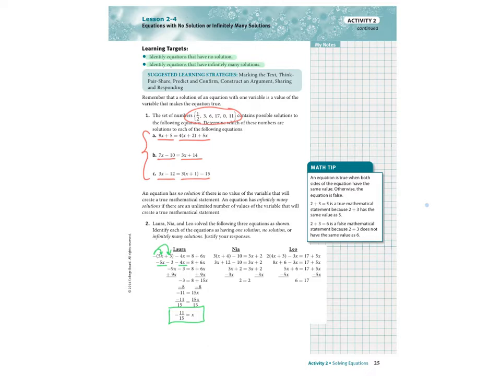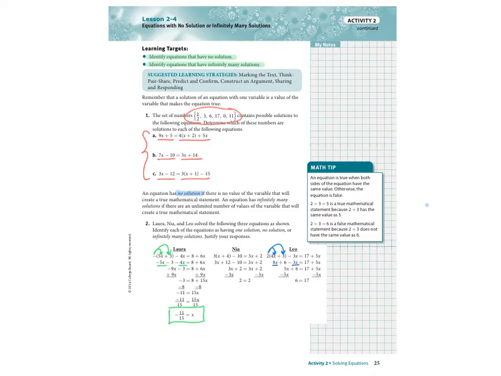So we really here are reviewing what it looks like to have one solution for our equation. But that's not always going to be the case. Let's start reading right above question number 2 and see what else there could possibly be. It says an equation has no solution if there is no value of the variable that will create a true mathematical statement. Interesting. So for this one, we're going to look at Leo's example below. We're going to skip over Nia's right now, but let's look at Leo's. We can see he starts off having his equation. He uses the distributive property. Perfect. He starts to combine like terms.